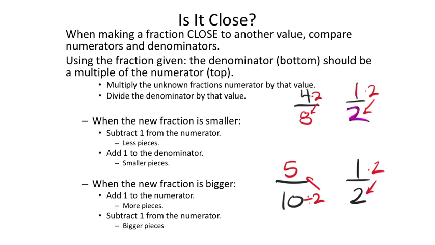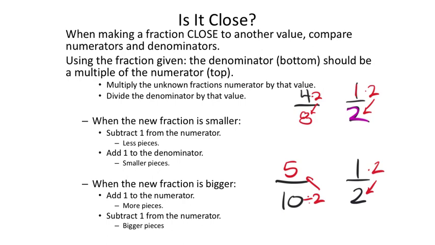Again, if I need to make this fraction smaller, I can have less pieces, or I can make the pieces smaller. If I need to make this fraction bigger, I can have more pieces, or I can make the pieces bigger by subtracting 1 from the denominator. So it depends on what it needs and what it's asking for, but we need to see the fraction that's given, the relationship between the top and the bottom, the numerator and denominator. So I assume that's pretty unclear. I was doing my best to explain it.